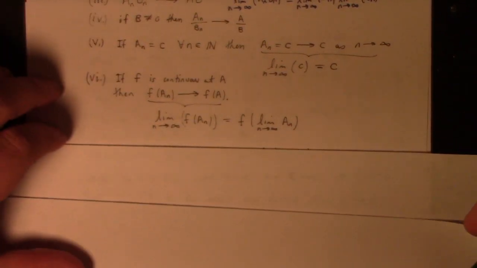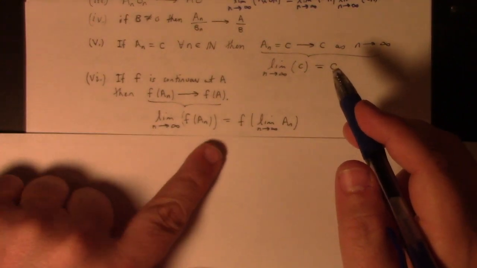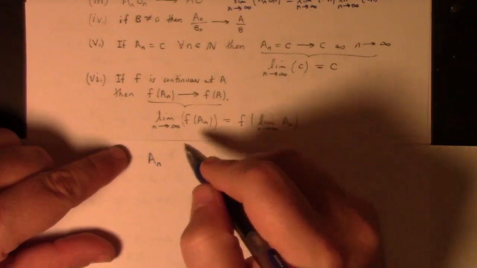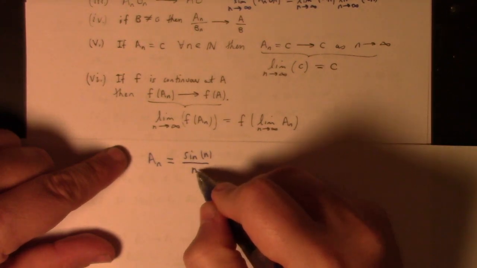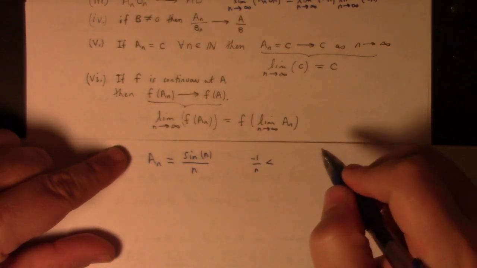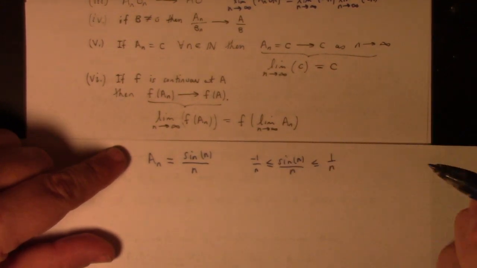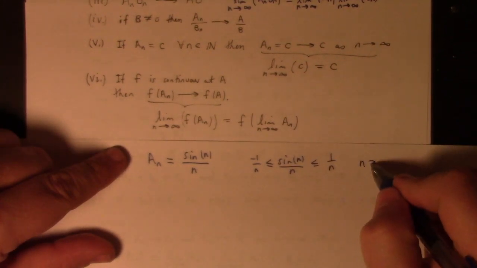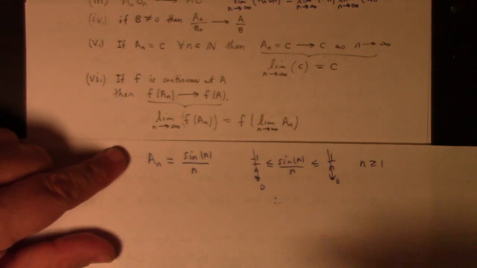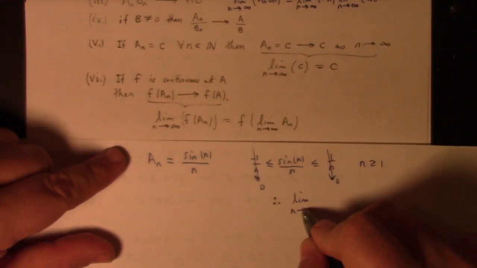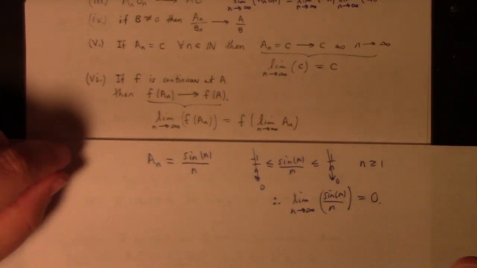If f is continuous at a, then the limit of f of a_n is equal to f of a. So let's see here. For example, say a_n equals sine of n over n. Of course, we can argue minus 1 over n is less than sine of n over n, which is less than 1 over n, using the fact that sine is between minus 1 and 1 and dividing by n. So then, of course, this goes to 0, that goes to 0. Therefore, the limit as n goes to infinity of sine n over n by the squeeze theorem is equal to 0.